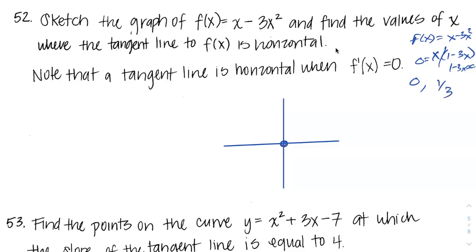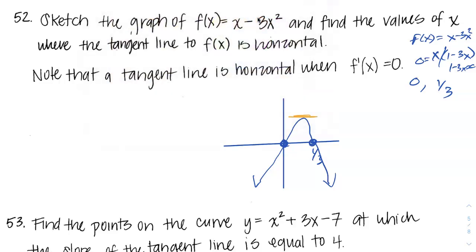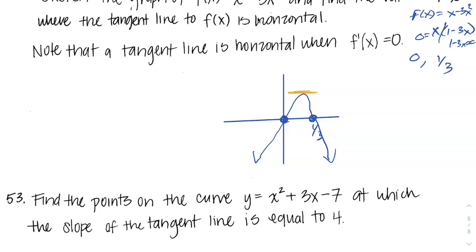So at 0 and at 1/3 are my x-intercepts. It's a negative x squared, so it opens down, like that. What we want to find out is, where is this vertex? What value is it at? Well, it's at 1 over 6, right? If you know parabolas, it's always halfway between these two. So I know this is 0, I know that's 1/3. That's going to be 1 over 6. So x equals 1 over 6.